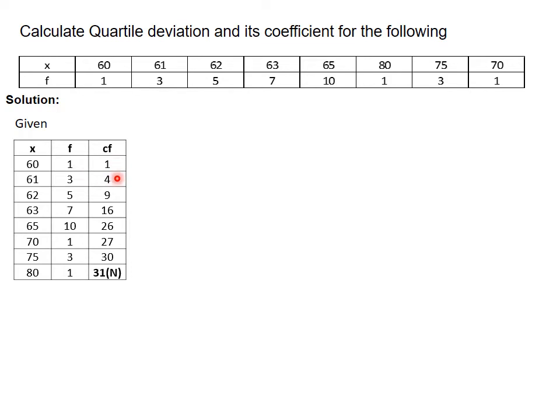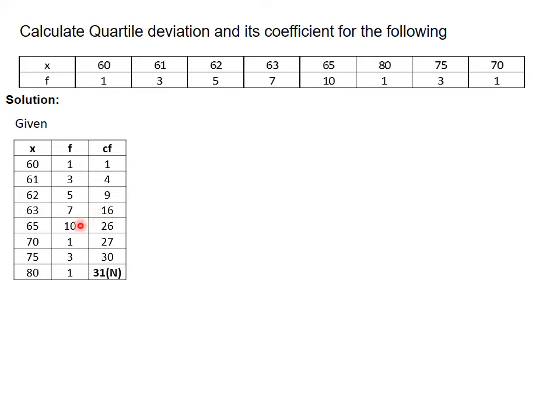Then the second value of cumulative frequency is obtained by adding the first value of cumulative frequency and the second value of the frequency. So 1 plus 3 is equal to 4. So 4 plus 5 is equal to 9. So 9 plus 7 is equal to 16.